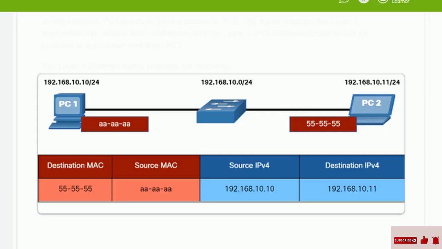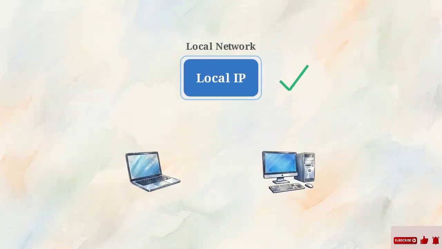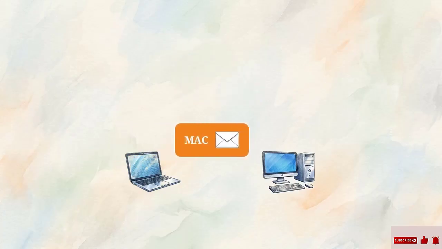That outer frame is addressed explicitly to PC2's unique MAC address, shown here as 555555. Because the destination IP address is local, the physical MAC address is the only piece of information required to complete the final, direct handoff from one network interface card to the other.